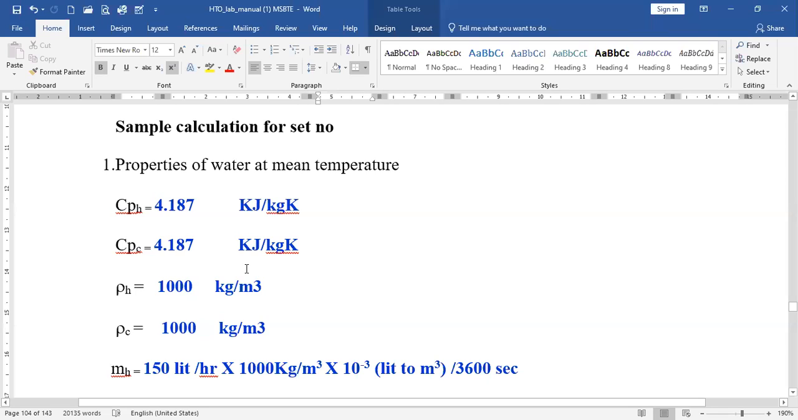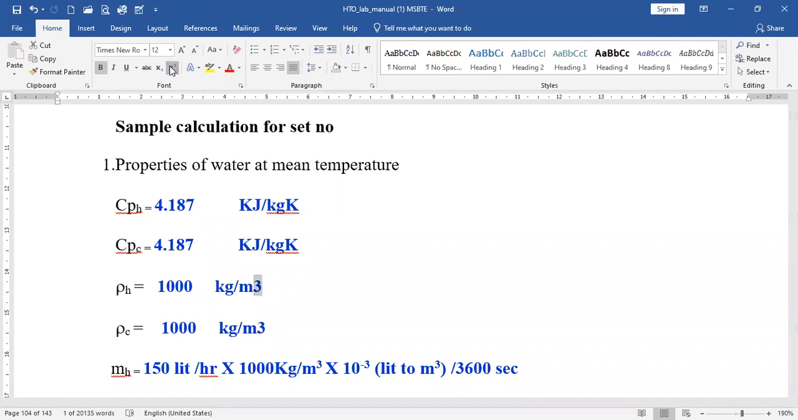Then for the calculation, we must know the properties of water, as we are using water on both sides, that is, hot water and cold water. So the specific heat value is 4.187 kilojoules per kgK for hot and cold. Then the density of hot and cold water is approximately 1000 kg per meter cube. This may be a slightly different value, but we have taken the approximate value, that is, Cp and density for hot and cold water are one and the same.